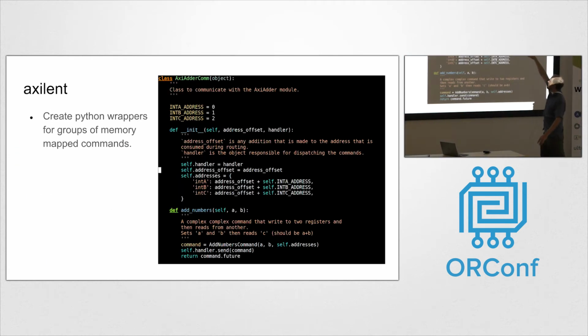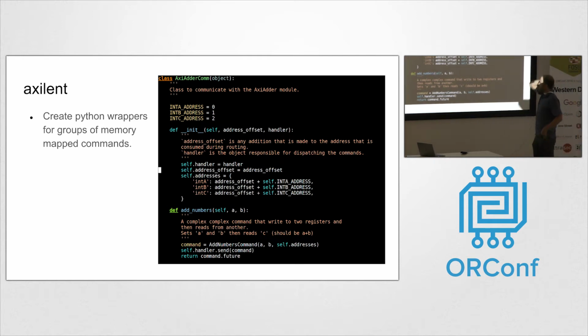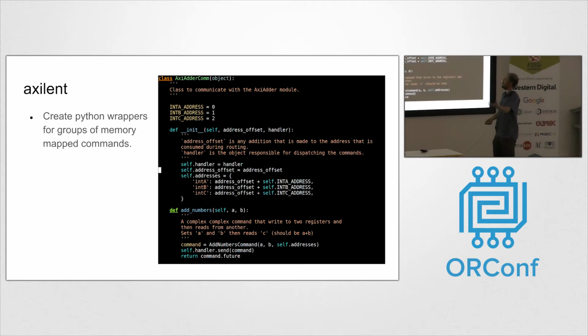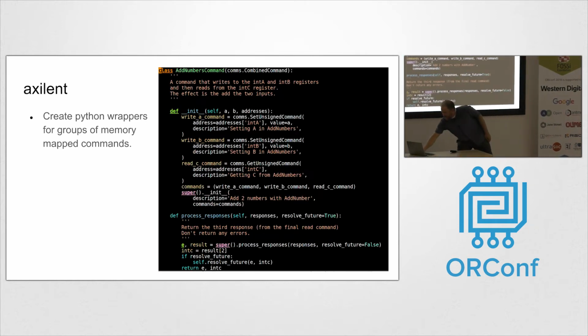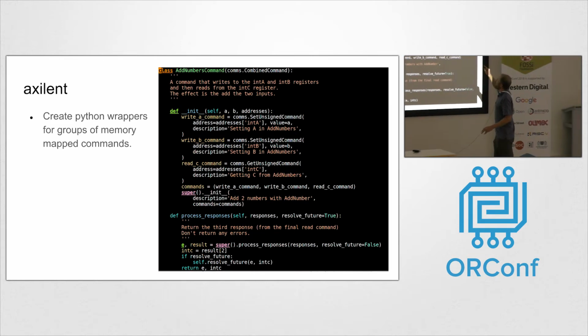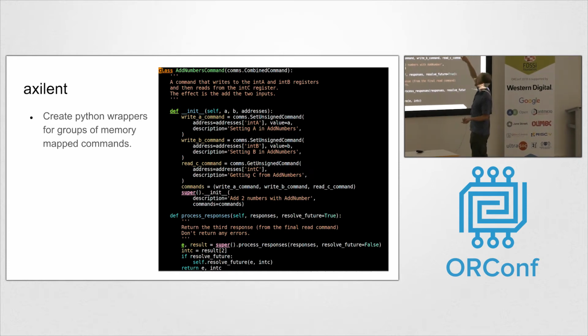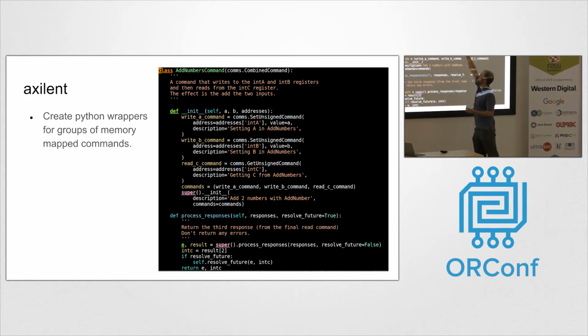So this is an example class, an adder, where you write to register A, you write to register B, and you read from register C, and you've got the sum. This is giving a Python interface to it, defining a command. A command to add numbers contains a command to write to A, write to B, and then read from C.